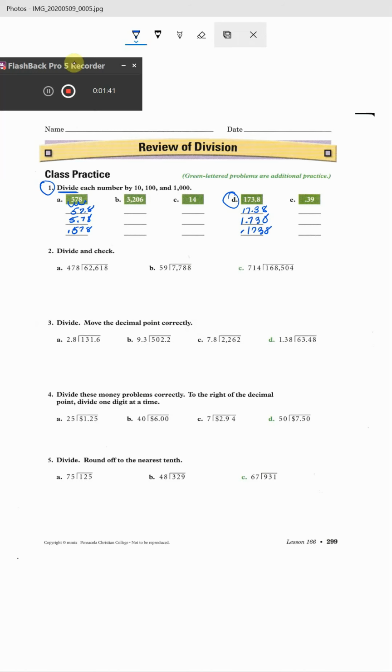Let's get the 39.39 over here that already has the decimal all the way to the left. So what you have to do is start adding a 0. That would be divided by 10. This is divided by 100 and divided by 1000.